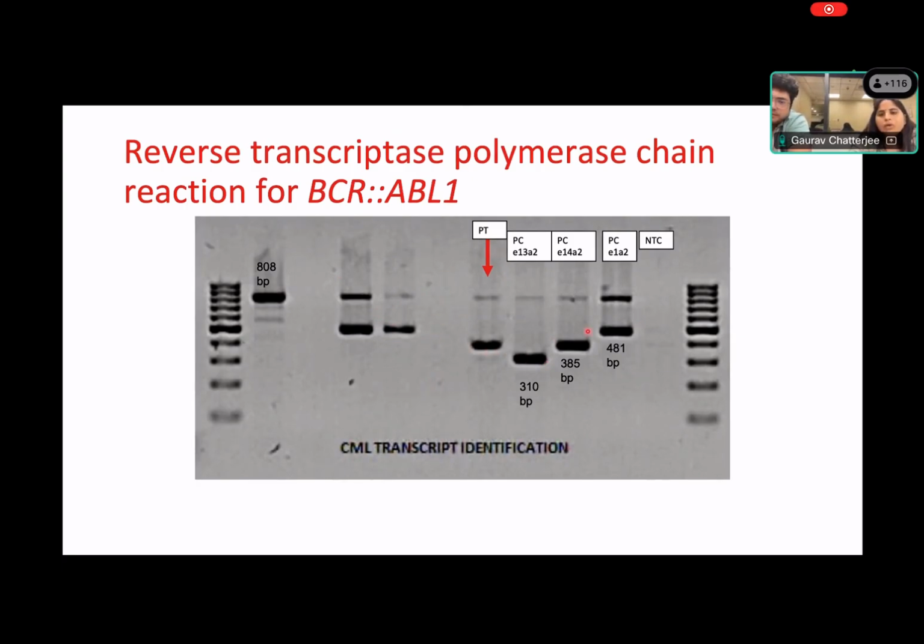Okay. Now suppose I saw a band in NTC, what do we mean by NTC here? Negative template. No template control. Suppose I had seen a band here, that would indicate that there is contamination of the master mix also. So I cannot interpret my complete reaction. Basically every time a PCR is run, because it involves microliters, contamination is a big issue. So we have to have our positive controls and no template controls in every reaction.